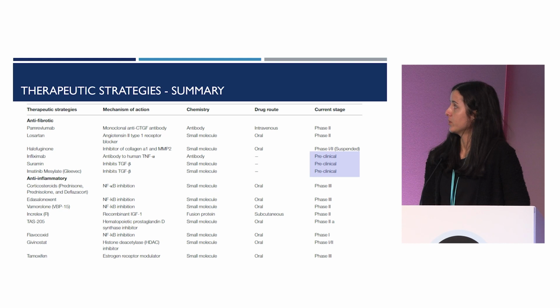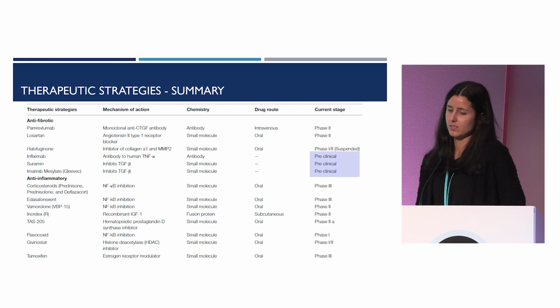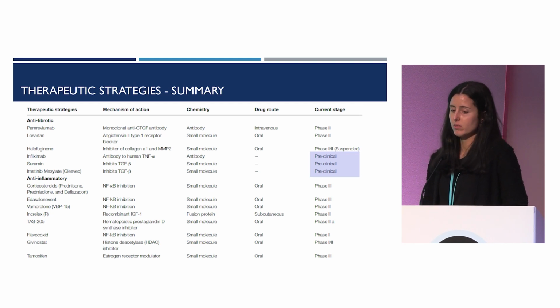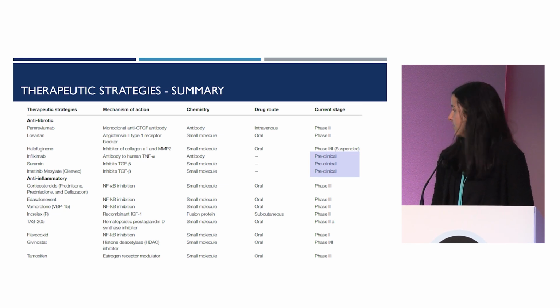So also what we are investigating now in our group is some other molecules or some other mechanisms involved in the increase of fibrosis in order to try to decrease that phenotype in the muscle.